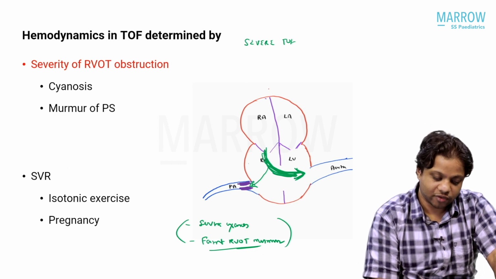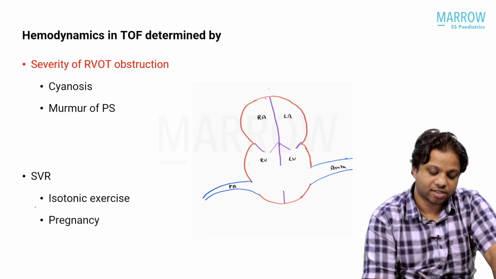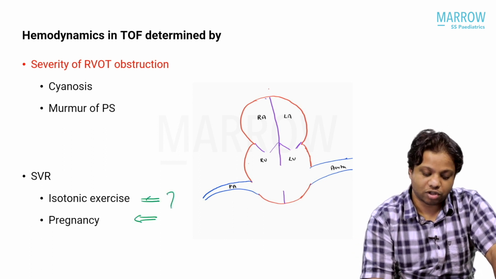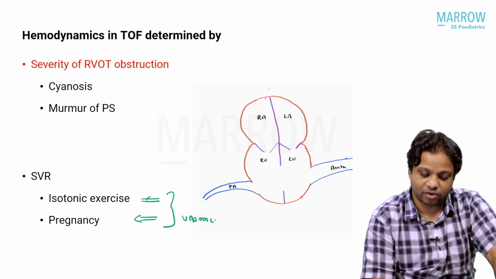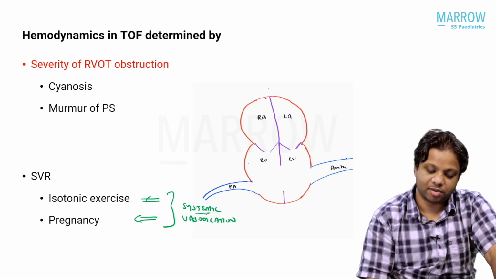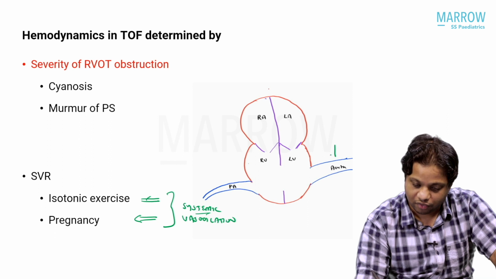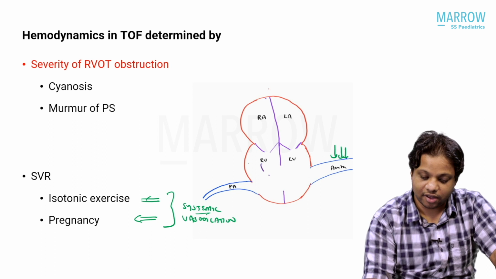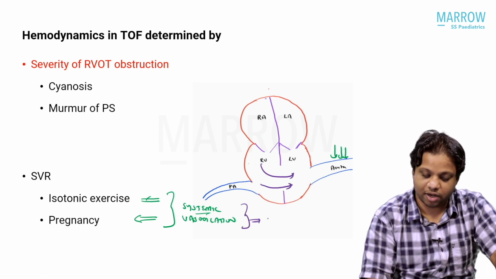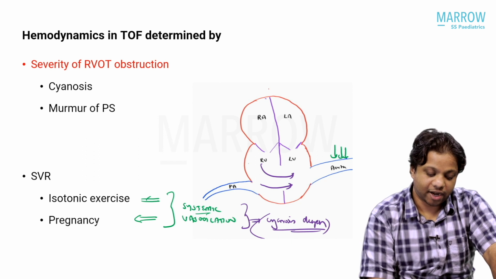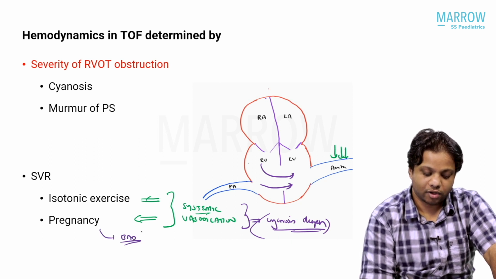The next thing you should know is with respect to systemic vascular resistance. How does isotonic exercise and pregnancy influence TOF? Both cause systemic vasodilation. So what happens when there is systemic vasodilation? The aortic pressure is going to fall, and when the aortic pressure falls, there is going to be an increase in right to left shunt. Cyanosis will deepen. That is why TOF tolerates isotonic exercise poorly and pregnancy has a bad outcome in TOF patients.